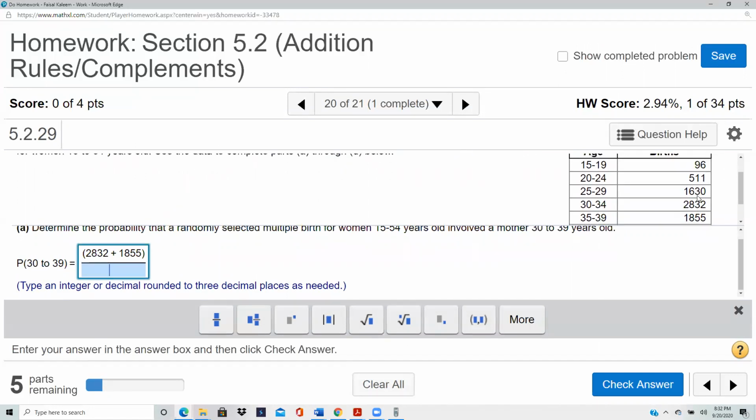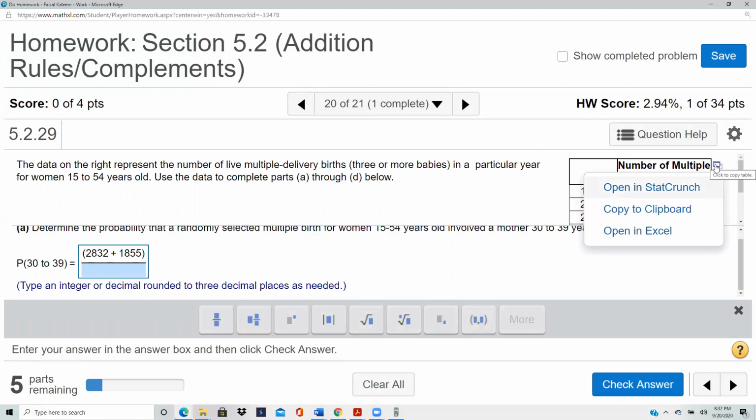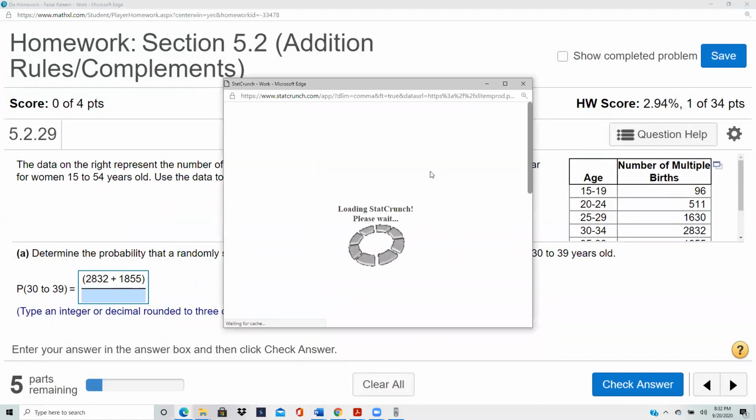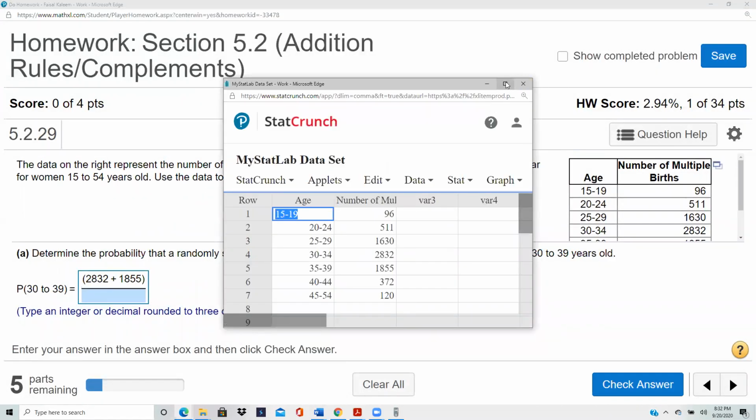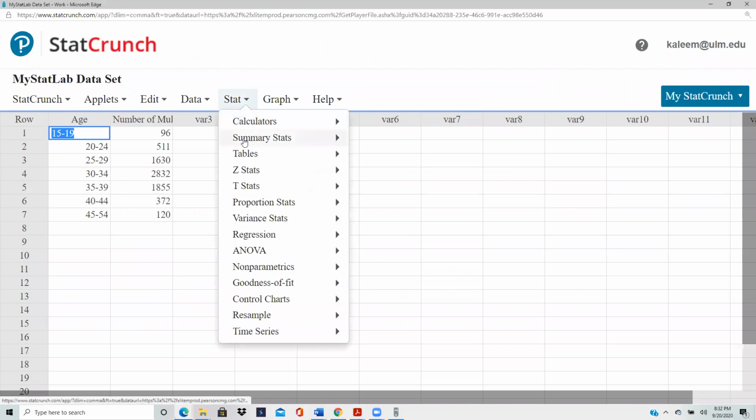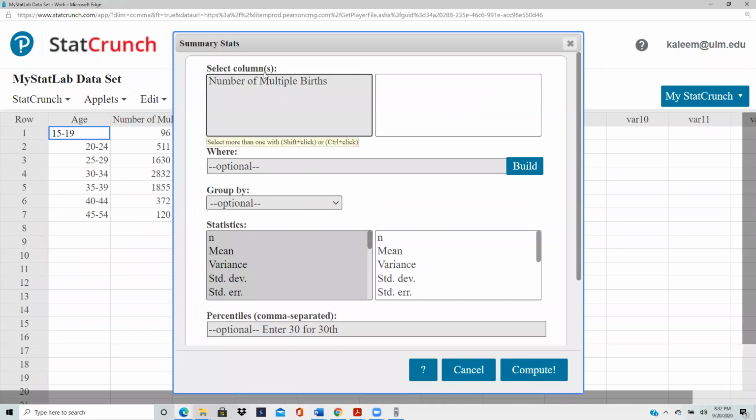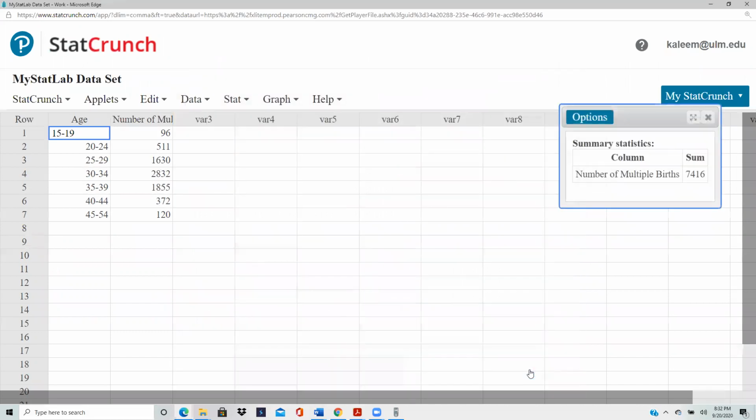Now the total can also be done on StatCrunch. So let's try that. Open in StatCrunch. You do Stat, Summary Stats, Columns. The number of multiple births is this column, so make sure you're adding the right column. Sum is not selected by default, so you select it yourself. And it comes out to be 7416.